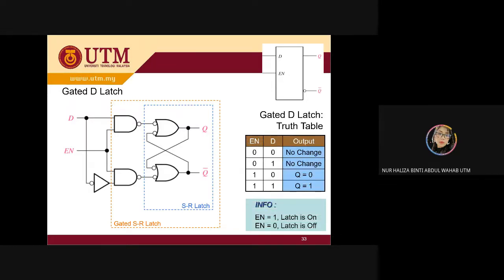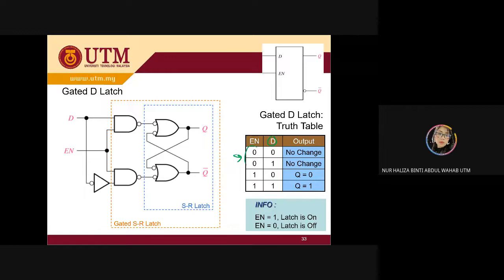Now you can see this is your gated SR latch. When you add another NOT, you're going to have the gated D latch. So you can see the flow from SR latch to your gated SR latch to your gated D latch. And it is slightly easier for you to remember because the truth table and the conditions are only a few. It's only a few for you to remember because you have one input, the D only, right?